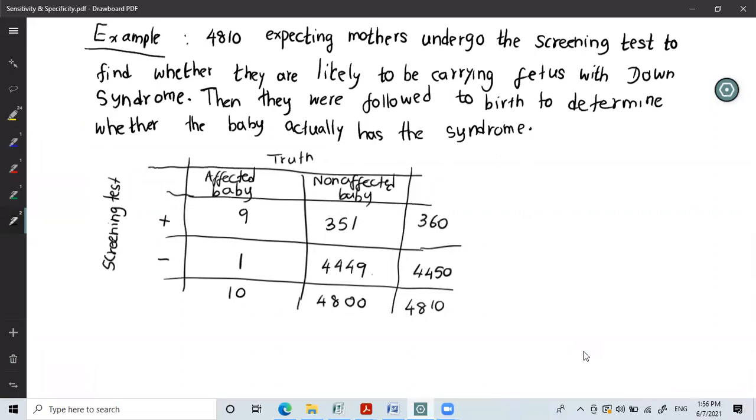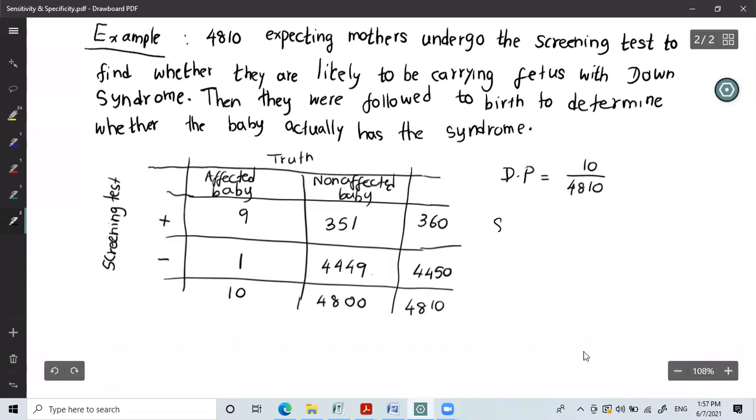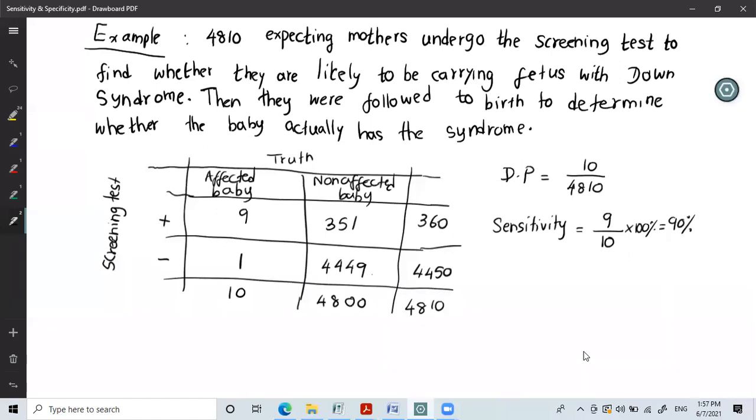Okay, now let's try to find the disease prevalence, sensitivity, specificity, PPV and NPV. So the prevalence is how many actually suffer out of the total. We know that there are 4,810 babies. In this one, we assume all births were okay, no deaths occurred. So 10 out of 4,810, right? What is the sensitivity? Out of those who actually suffer from the disease, the test gave positive for 9. So this is 90%. So 90% sensitivity for a screening test is a very good result.